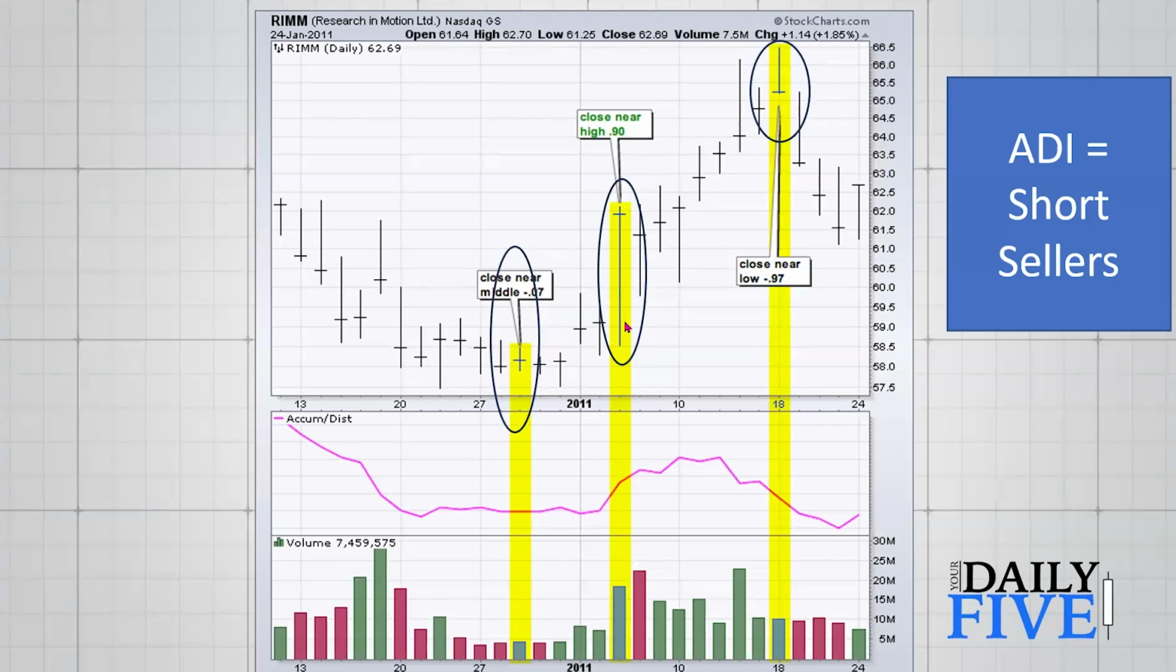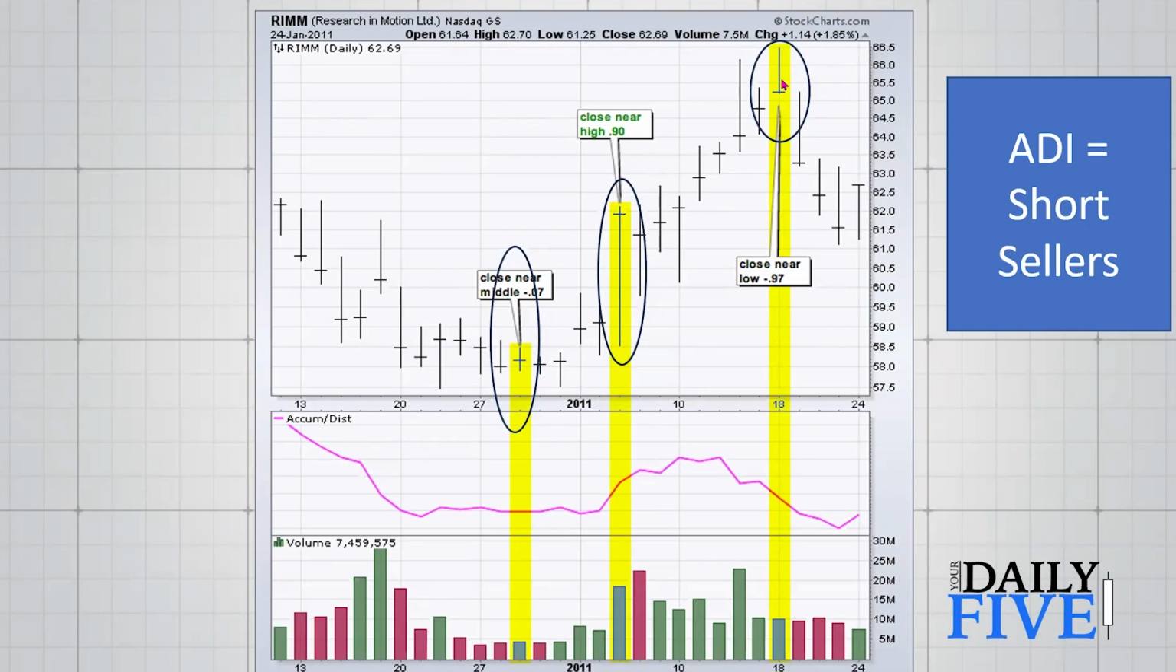Now, we move here to the middle bar. We see that the accumulation distribution line is rising, and that's because the closing price for the stock on the day was toward the end of the trading range. That's a sign of short covering because short sellers don't want to be in anything that's closing near the top of the trading range of the day. That's just bad for business.